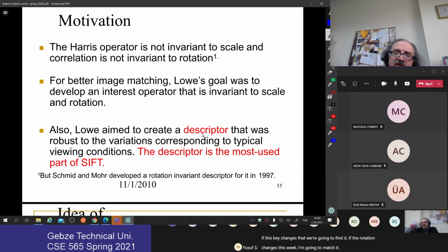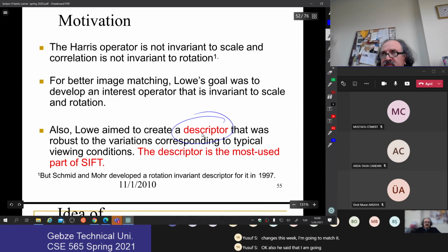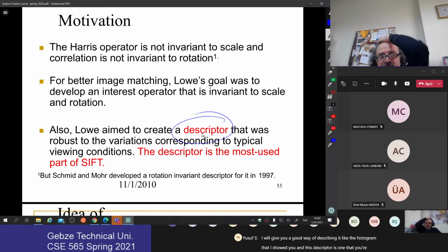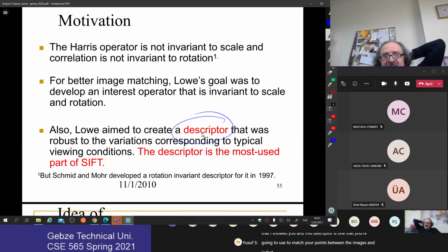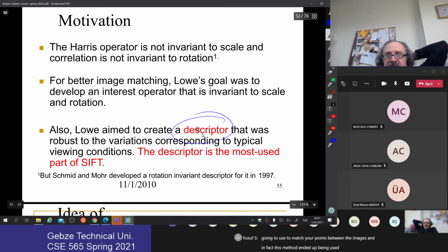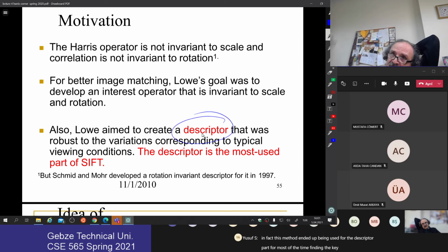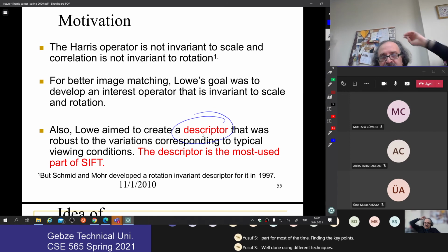Also, he said that I am going to give you a descriptor. That means that after finding the key points, I will give you a good way of describing them, like the histogram that I showed you. And this descriptor is the one that you're going to use to match your points between the images. In fact, this method ended up being used for the descriptor part for most of the time. Finding the key points was done using different techniques, but using the descriptor was common.